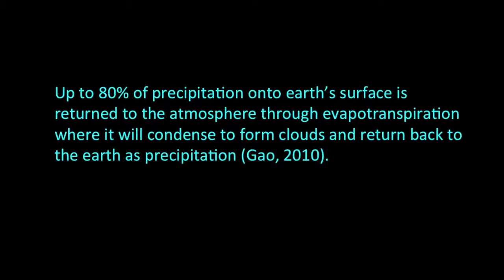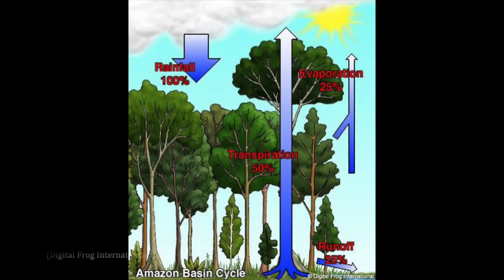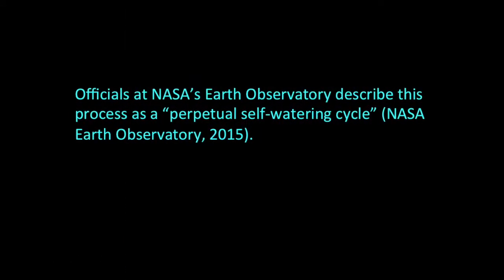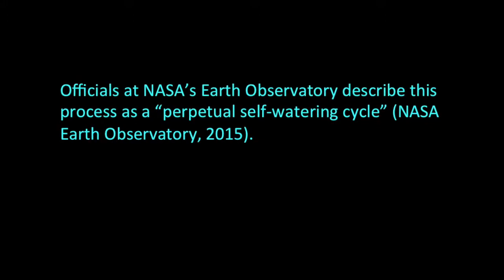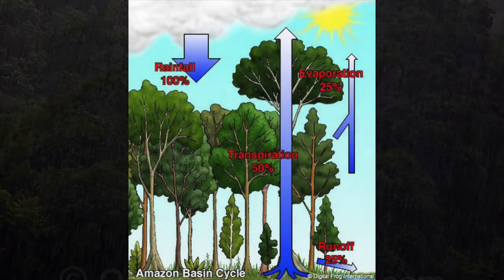Up to 80% of precipitation onto Earth's surface is returned to the atmosphere through evapotranspiration, where it condenses to form clouds and returns back to the Earth as precipitation. Officials at NASA's Earth Observatory describe this process as a perpetual self-watering cycle.